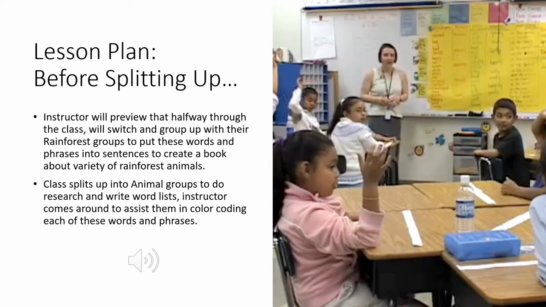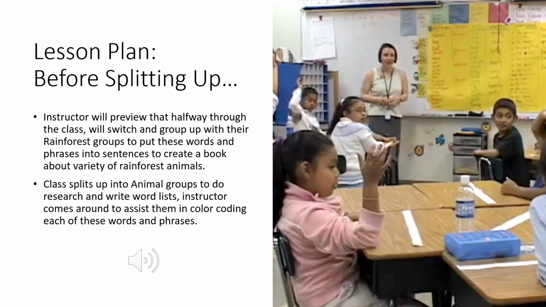The instructor comes around to assist them in color-coding each one of these words and phrases. Students in the same animal group will work together to become experts on their chosen animal. They can also brainstorm different adjectives, verbs, adverbs, and prepositional phrases related to their animal in both Spanish and English. Coming up with these lists will aid them in writing their sentences later.